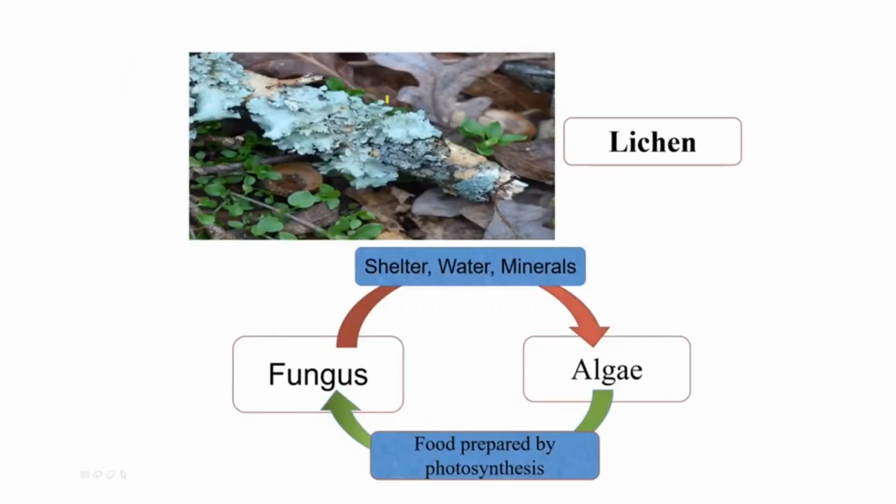Let's talk about that. What is lichen? Lichen is an organism where fungus and algae live together. So this is also an example of a symbiotic relationship. Here both fungus and algae are interdependent on each other. Fungus gives shelter, water and minerals to algae, and algae prepare their own food by the process of photosynthesis, so they can give food to the fungus. In this way they are interdependent on each other. So this is also an example of a symbiotic relationship.